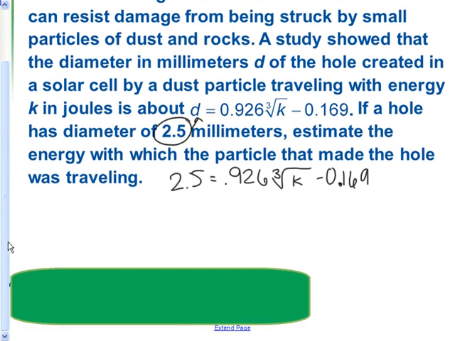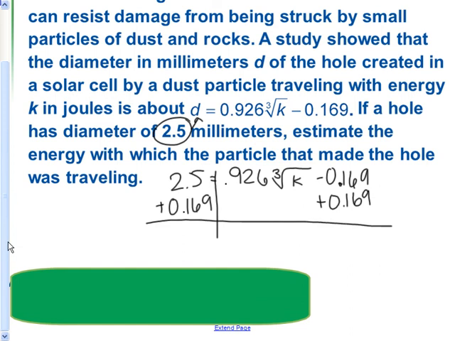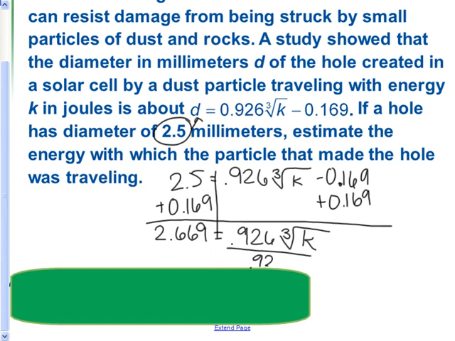All right, and now we're going to drop down our line and solve this. So I'd start by adding 0.169, and we get 2.669 over here. Then we divide both sides by 0.926, and that comes out to be 2.88.